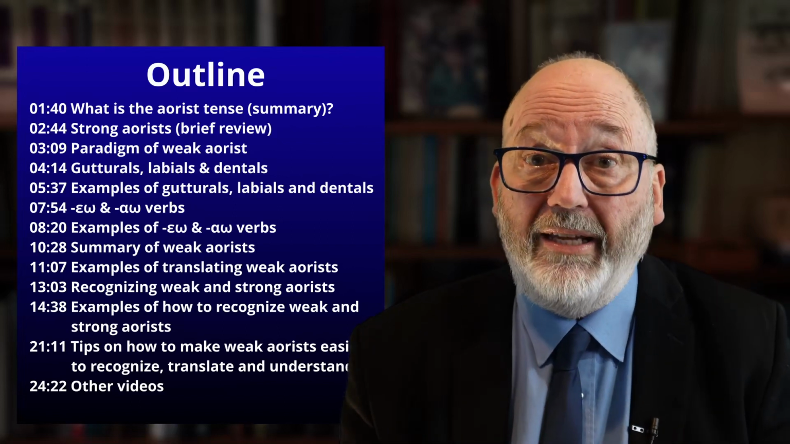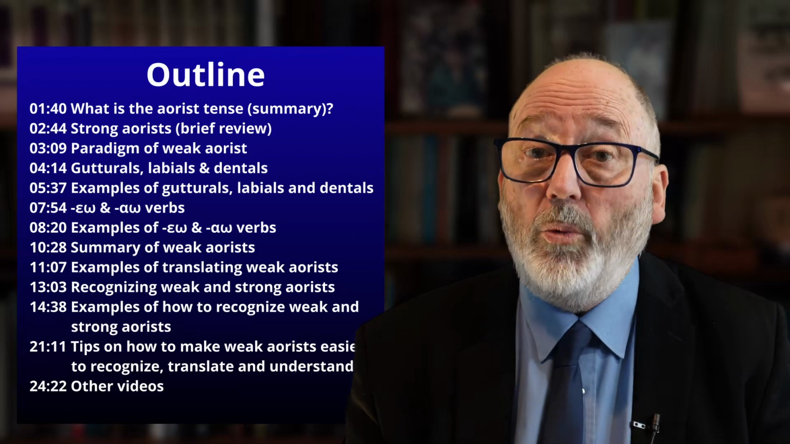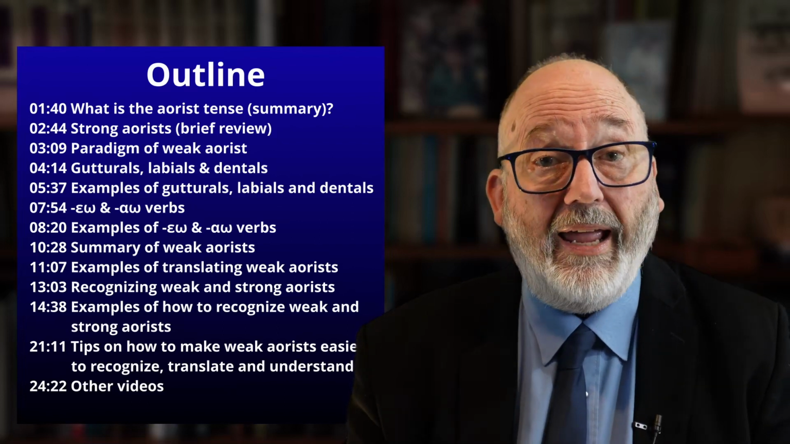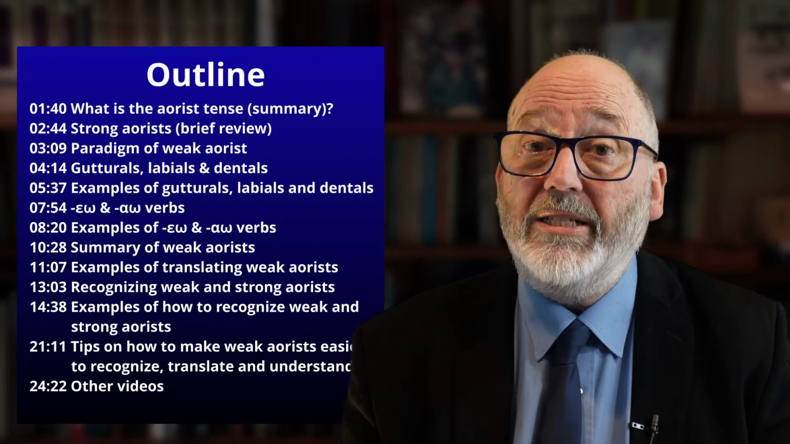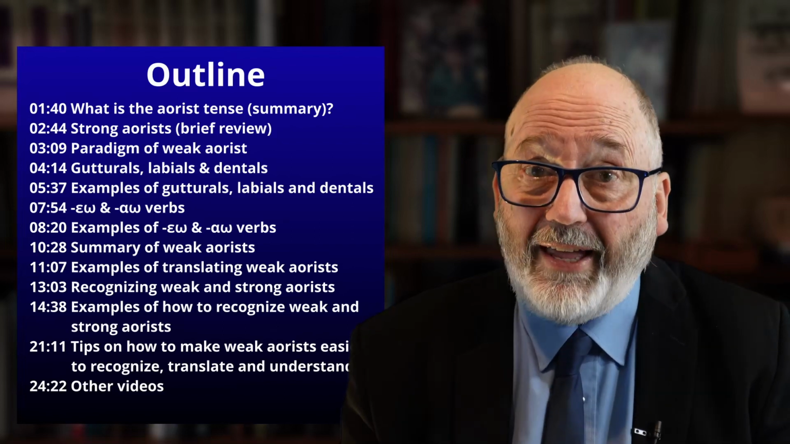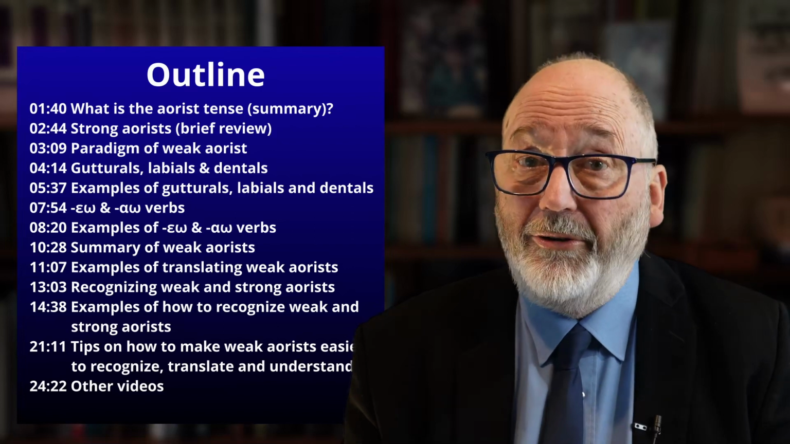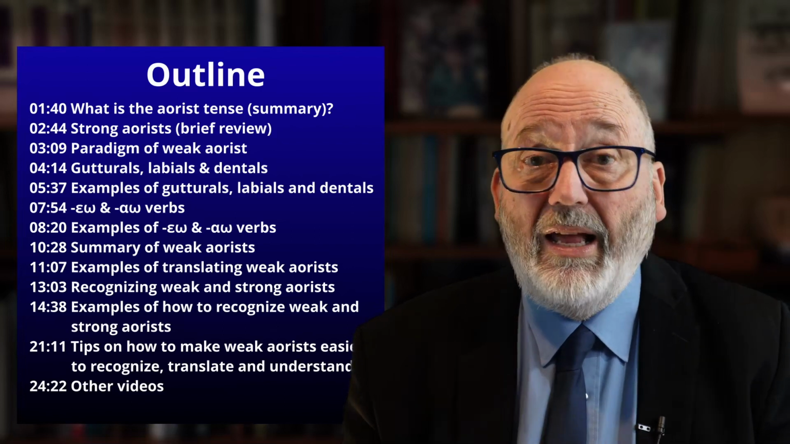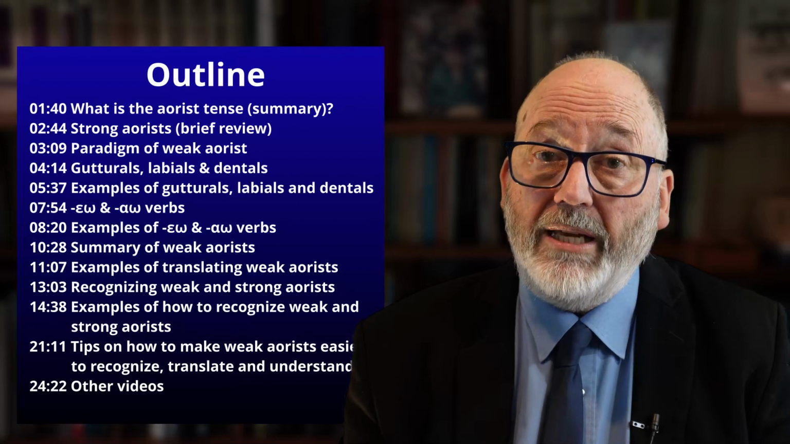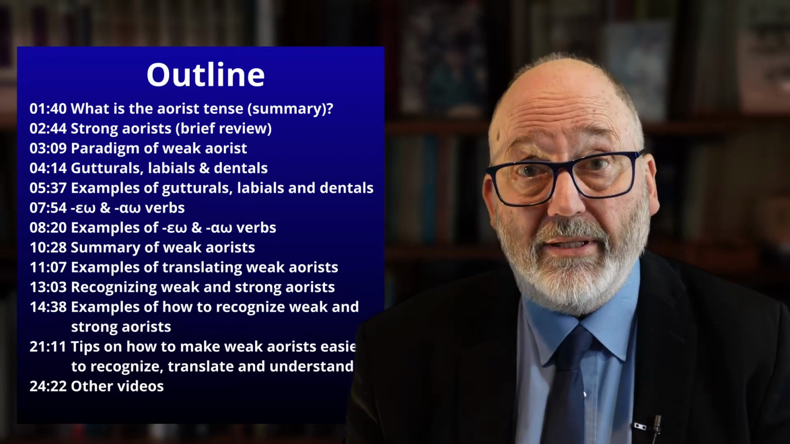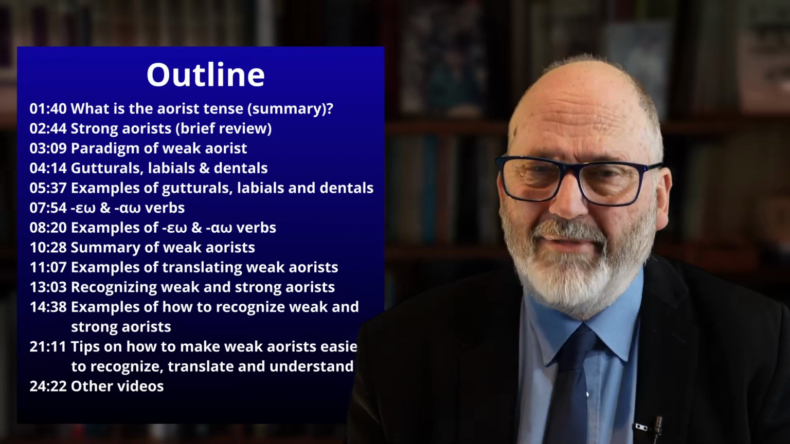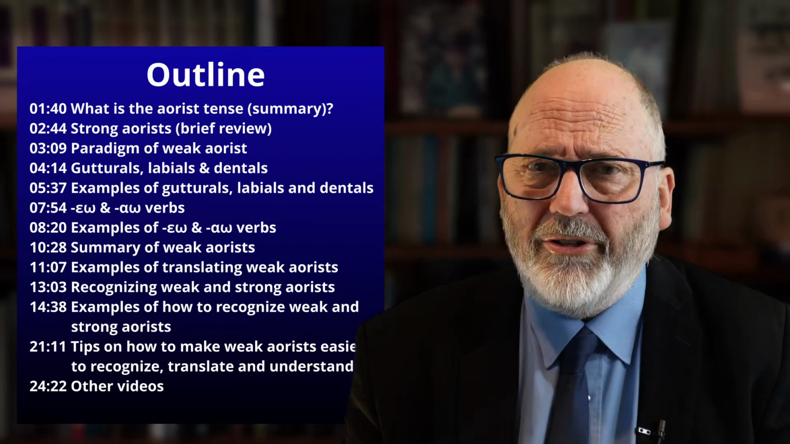The video is going to begin by very quickly reviewing what an aorist tense is and what a strong aorist is. Most of it, though, will be tied up with exploring the weak aorist indicative active. We're going to begin by looking at the paradigm and then seeing how verb stems that end with a guttural, a labial, or a dental interact with the sigma on the ending of the weak aorist. Don't worry, I'll explain all of those terms.